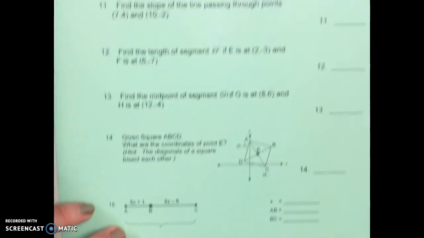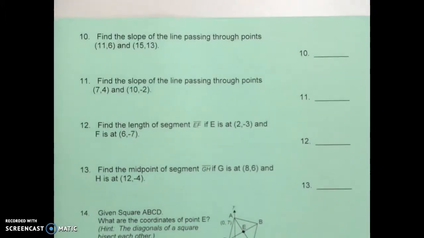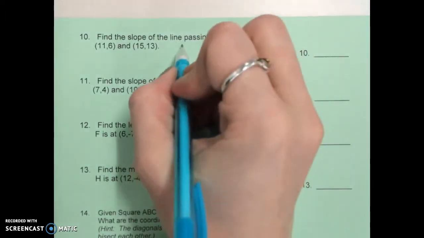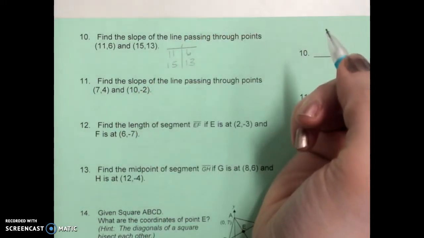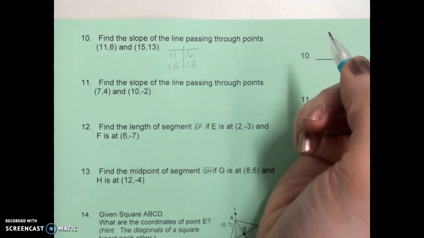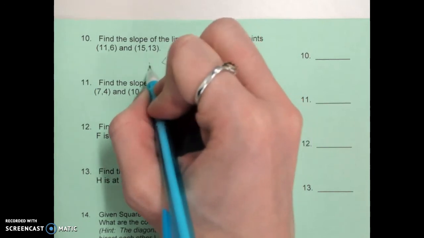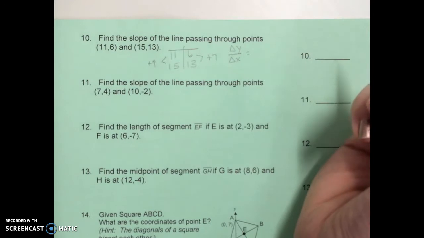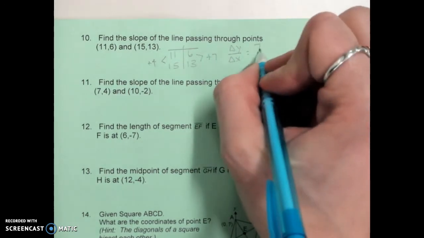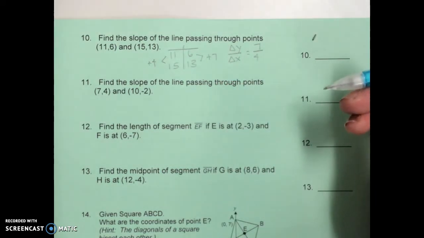Moving on to number 10. Find the slope of the line passing through points. I just like to set up a table. You could also use the slope formula, finding the change in x and change in y. So this is plus 7. And this is plus 4. And then this is how you set it up. So my change in my y values was 7, and my change in my x values was 4. So that would just be 7 over 4.